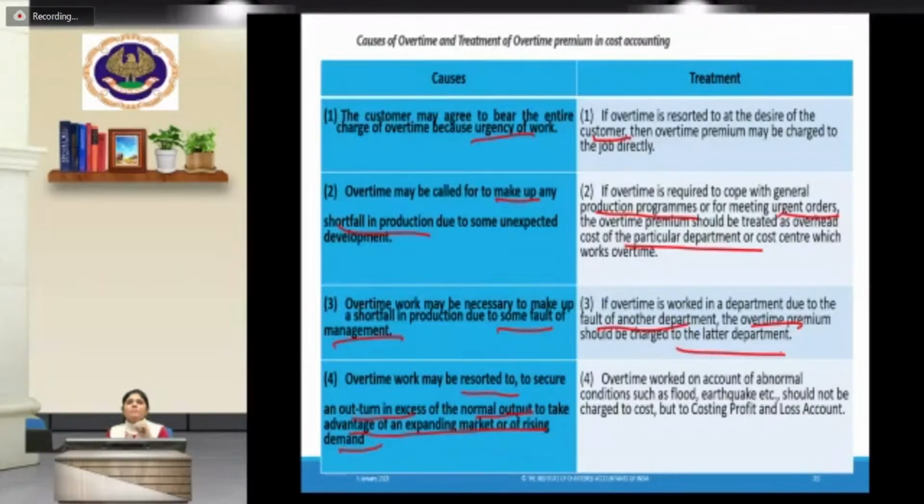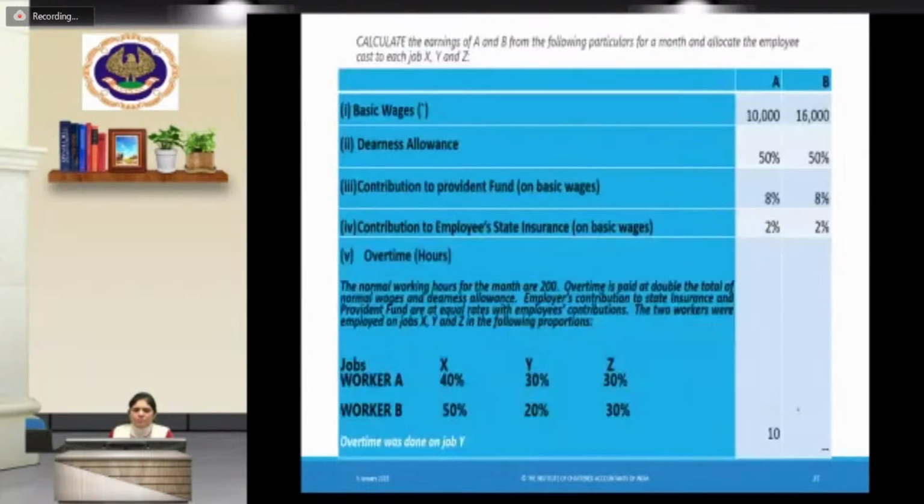Which department or which point the overtime cost will be charged to. And if overtime works due to abnormal reasons, any abnormal overtime, abnormal idle time, abnormal material loss, or any abnormality, it will always be charged to the costing profit or loss account. So whether it's idle time, overtime, or a loss, if it's abnormal, it will always go to the costing profit or loss account. I hope this is clear to you.